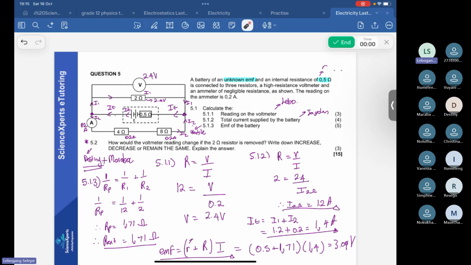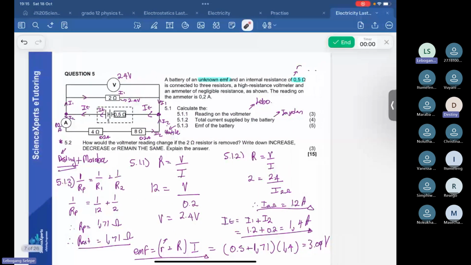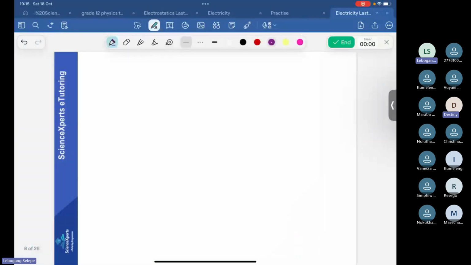Yes, Destiny, can I try and answer it first? Yes. Okay, I don't know if it's right though. Removing the 2 ohm resistor will increase the total resistance, which will decrease the total current, ultimately decreasing the internal voltage and increasing the reading on the voltmeter. Yes, that's correct. But then you would lose a mark for not mentioning things that are constant. So let's try and answer it how they want you to answer it in the exam. But yeah, you do have an idea. That is correct what you just said.